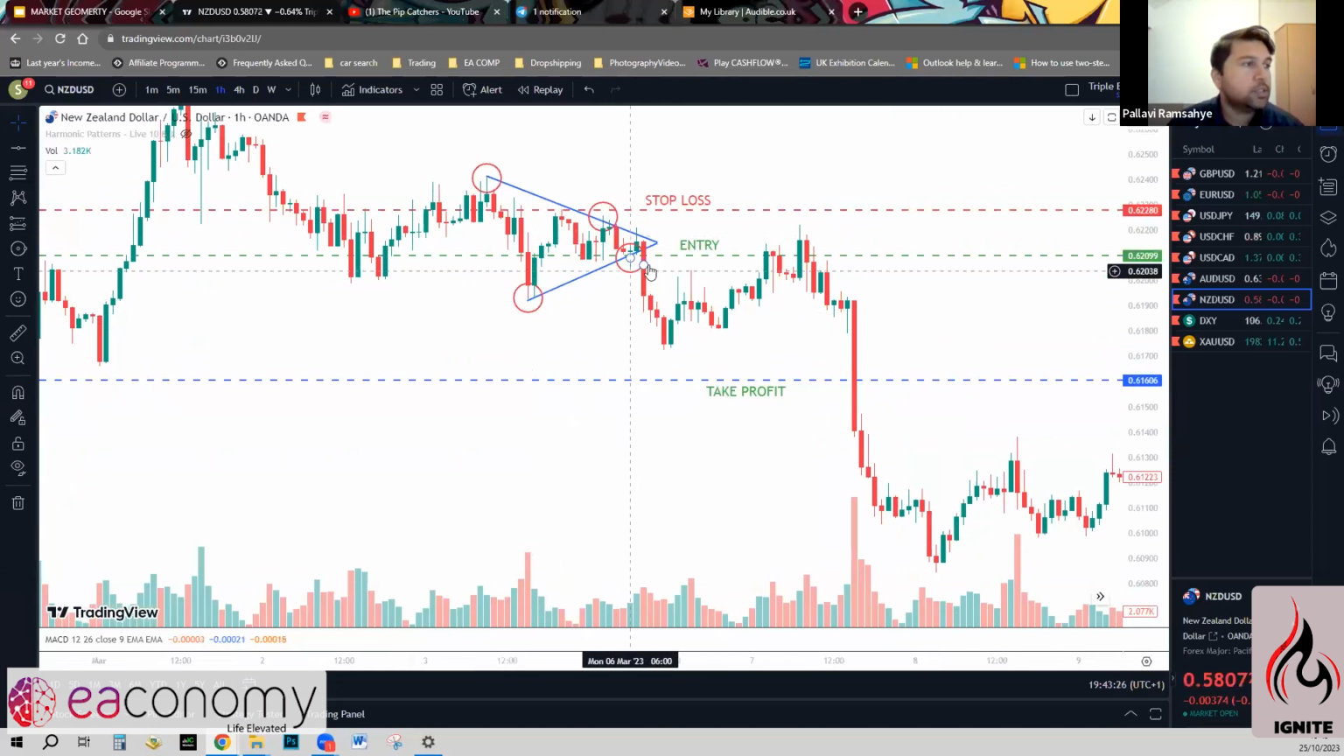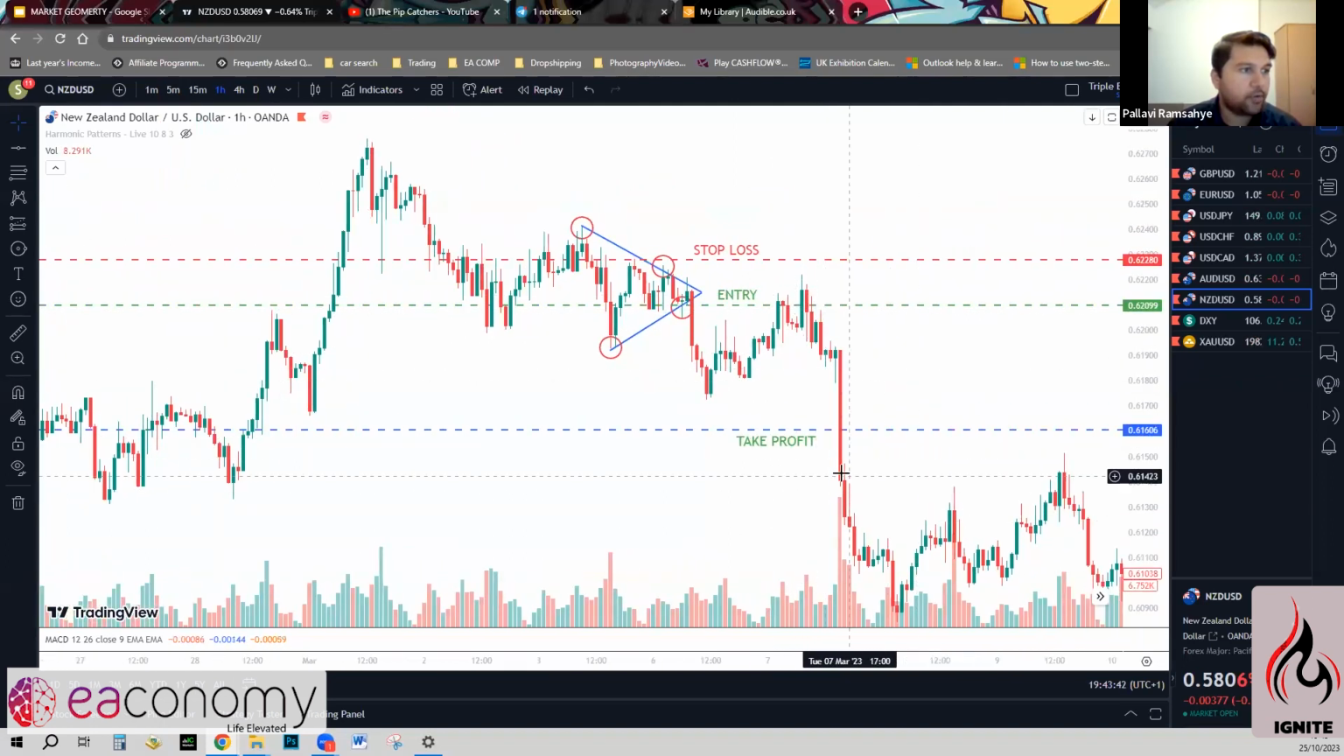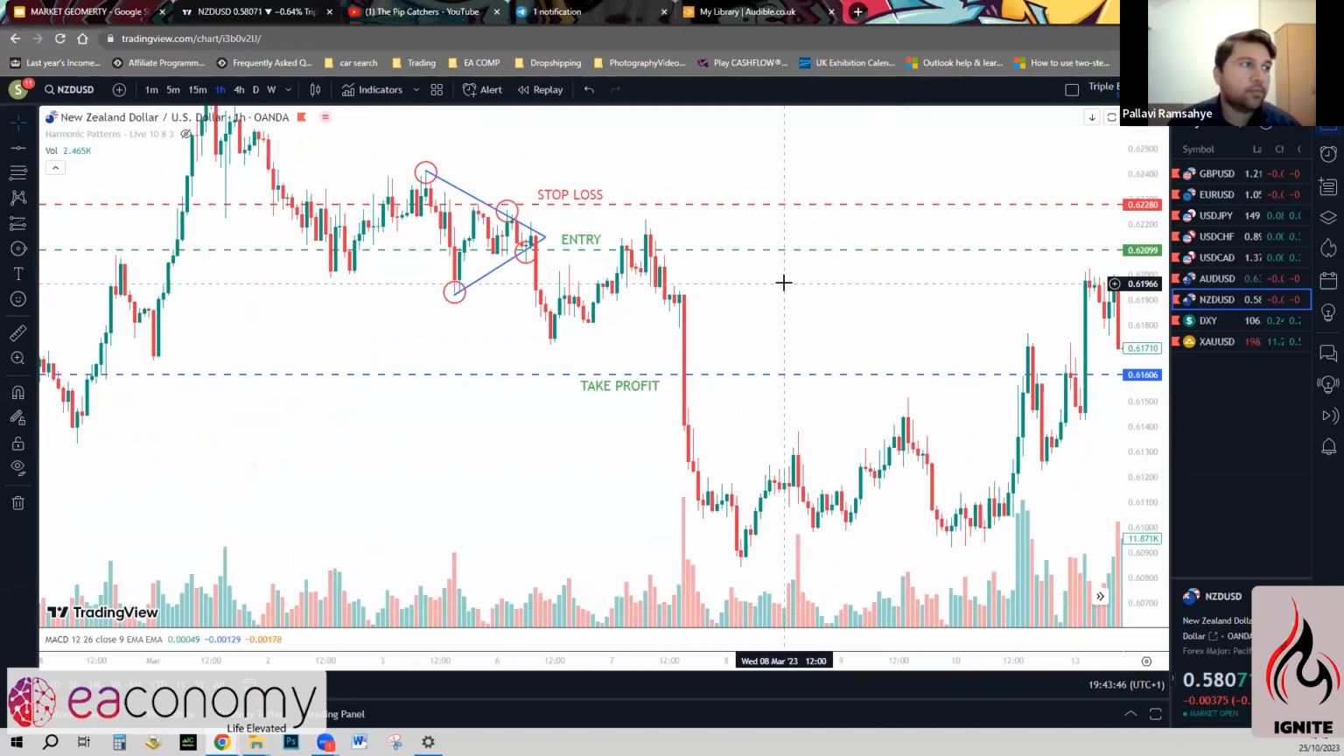So this one's not too bad actually. This one's a bit better than the previous one that we did look at. It did have a little bit of a drawdown right here. Because it was a continuation that we're looking at as well, it did just drop off and hit that take profit. So there are quite a few examples.